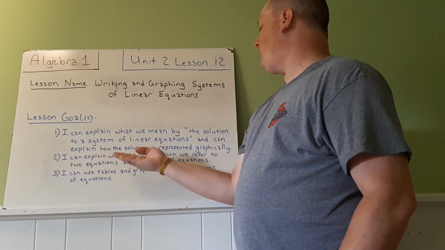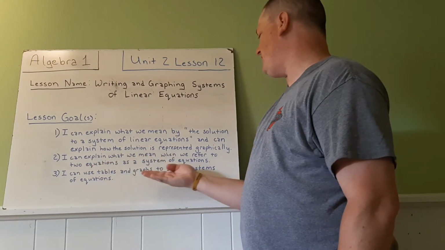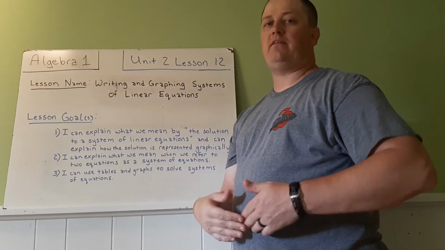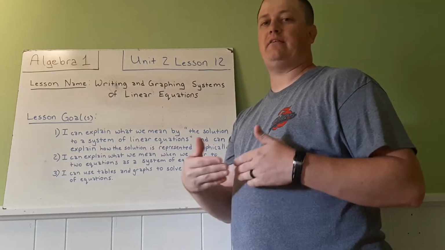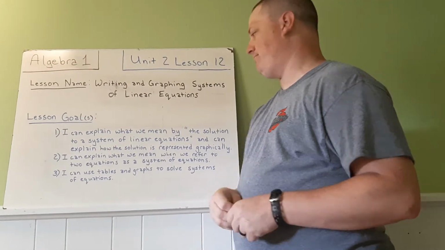I can explain what we mean when we refer to 2 equations as a system of equations. It just means that 2 equations are representing the same situation. They're the constraints that help us find the solution.